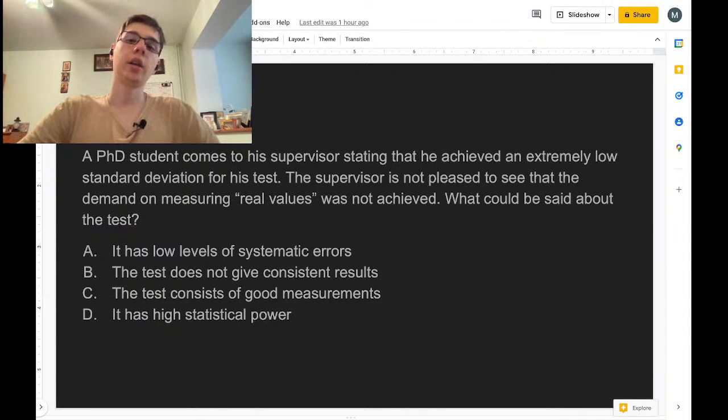Having a test high in precision but low in accuracy means that we have high statistical power and low standard deviation due to precision.